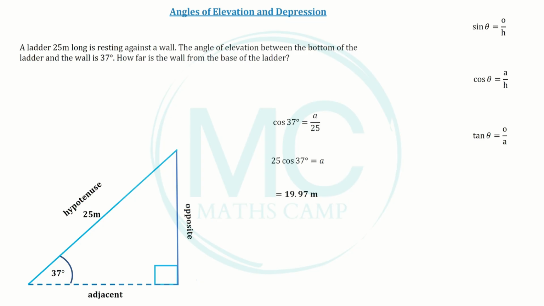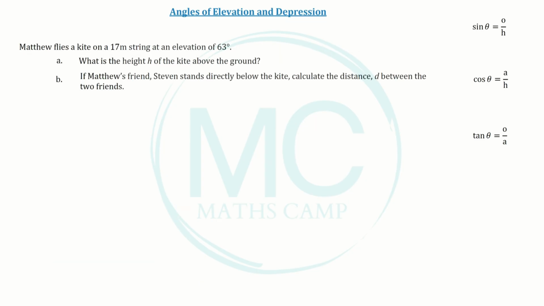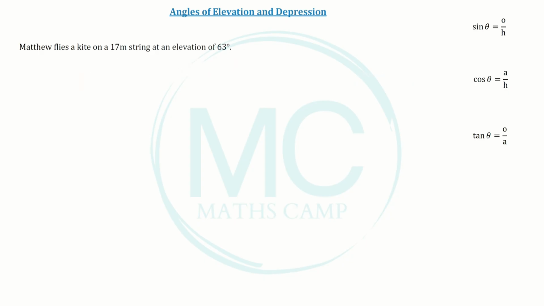Let's do another example. Matthew flies a kite on a 17-meter string at an elevation of 63 degrees. Part A asks, what is the height h of the kite above the ground? And B, if Matthew's friend Stephen stands directly below the kite, calculate the distance d between the two friends. Before we start with part A, let's look at the information we have been given and draw a diagram.